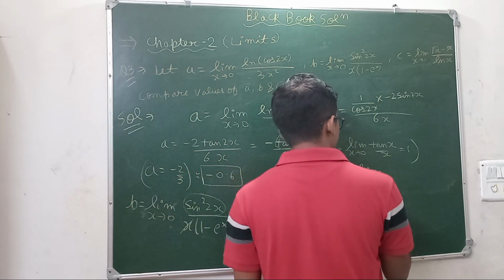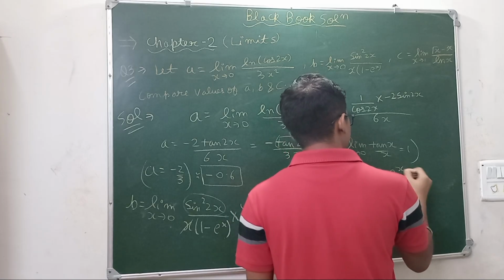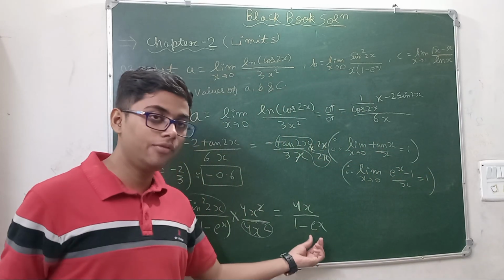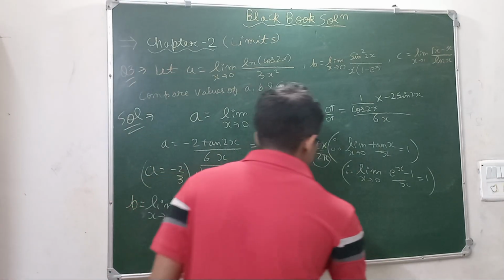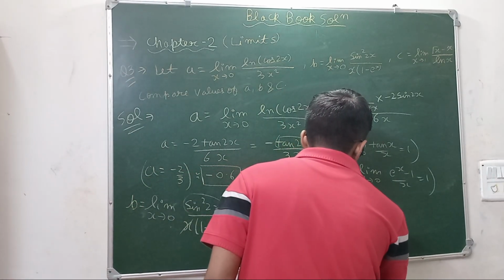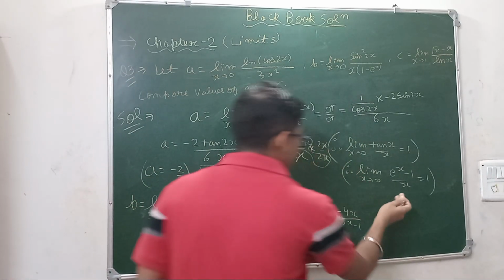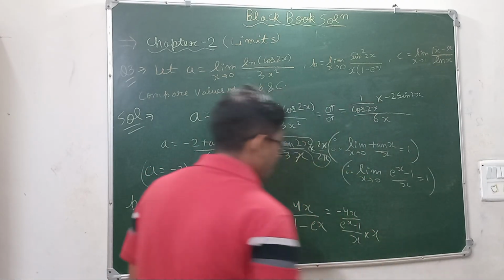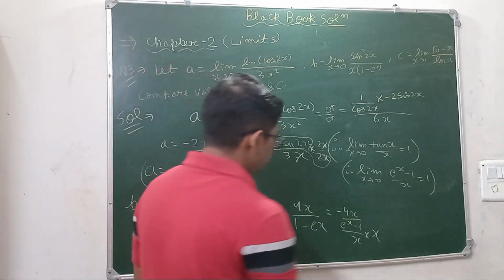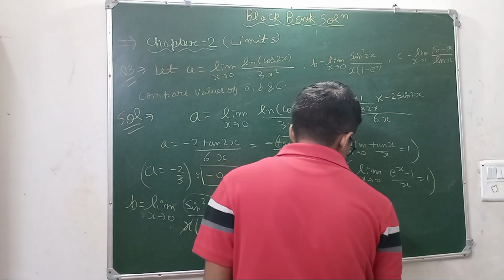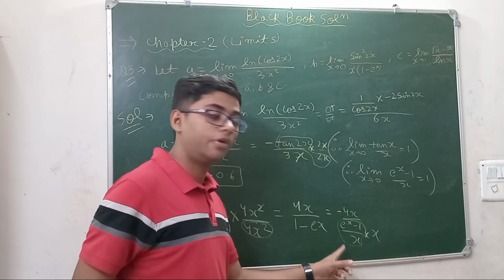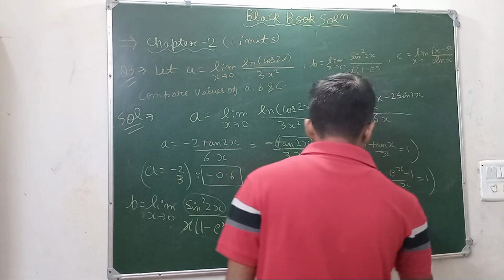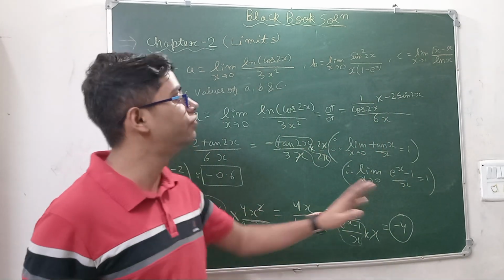Limit x tends to 0, e to the power x minus 1 upon x. This is also 1. Here if you take minus sign common, this will become minus 4x upon e to the power x minus 1. Now to convert in this form, multiply and divide by x. So this thing will become 1 and x cancel, so this will become minus 4. Means value of b is minus 4.